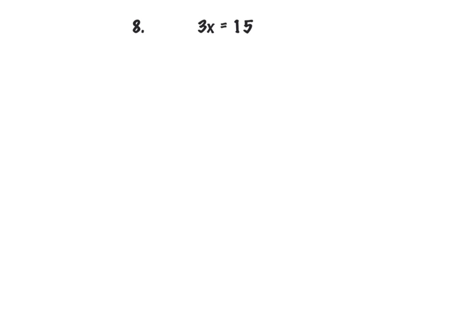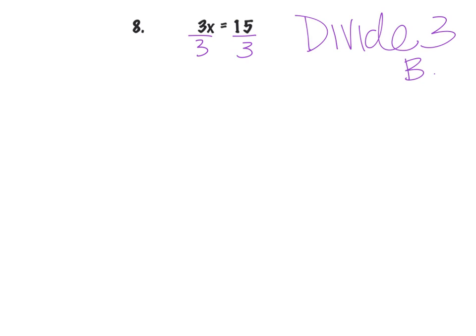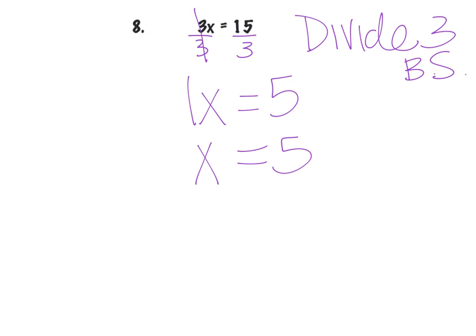Number 8. Okay, 3x equals 15. So we haven't talked about these type before, but it says 3 times x, 3x. Well, I want x alone, don't I? So I need to get rid of the 3. How do I get rid of the 3? Divide. I do the inverse operation. Divide by 3. Okay. 3 over 3 becomes 1x, which I just need to write x. I don't need to write 1x. And then what's 15 divided by 3? 5. And then you could always check it. Is 3 times 5 15? Yay.